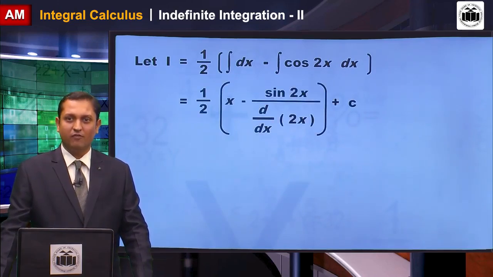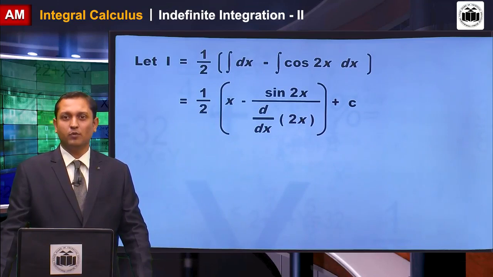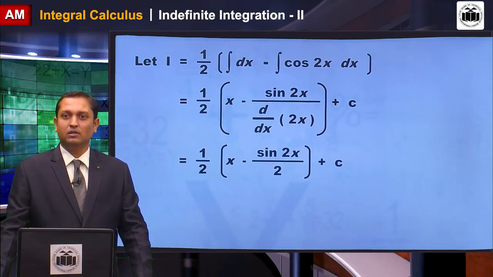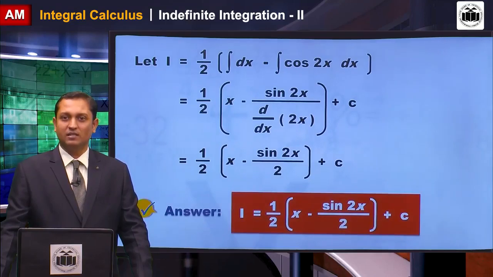So, you can see here half remains same, integral dx will become x minus, integral cos is nothing but sine. So, we will get sine 2x. And point number 2, divide the answer by derivative of the composite part. So, we divide the answer by derivative of 2x, which is nothing but the composite part, and we add the constant of integration plus c. Next step, the derivative of 2x is 2. So, we will get the final answer half into x minus (sine 2x upon 2) plus c.